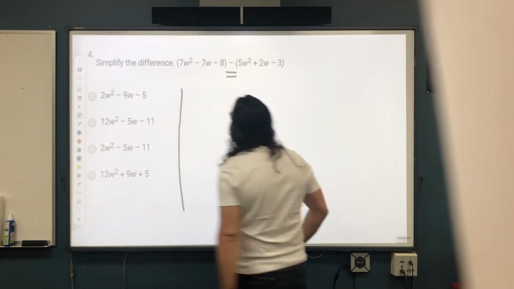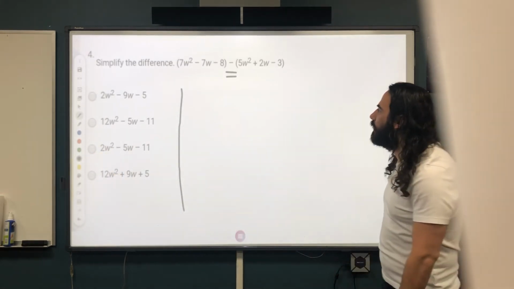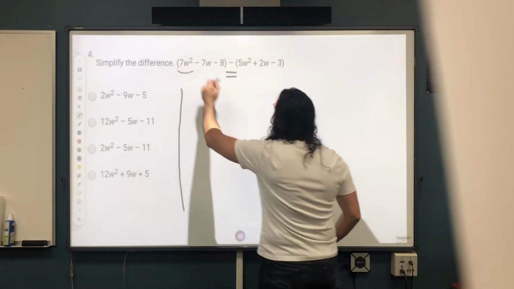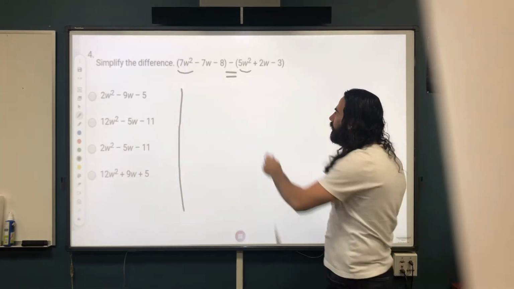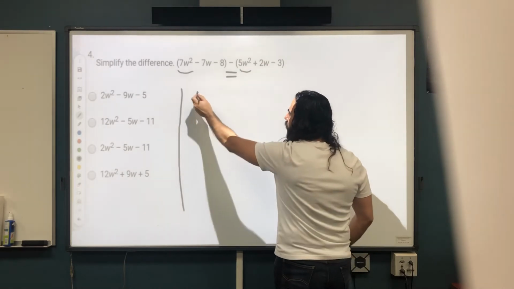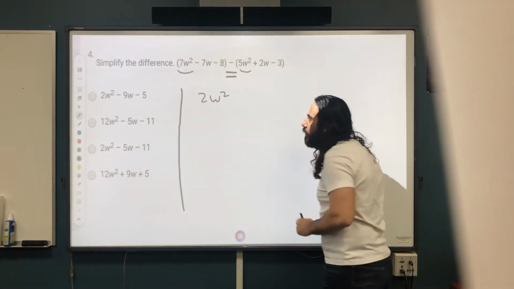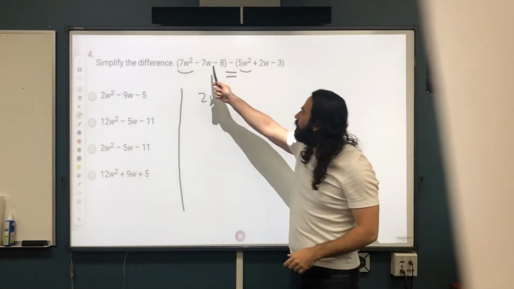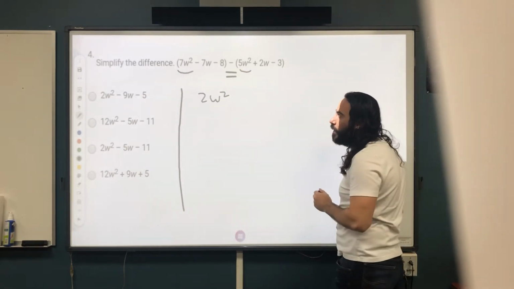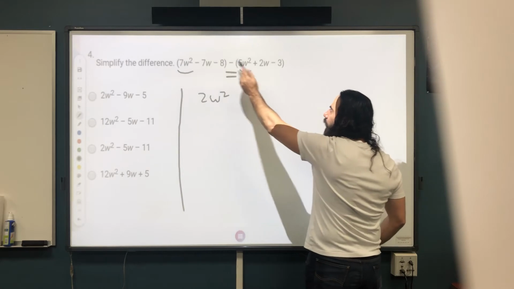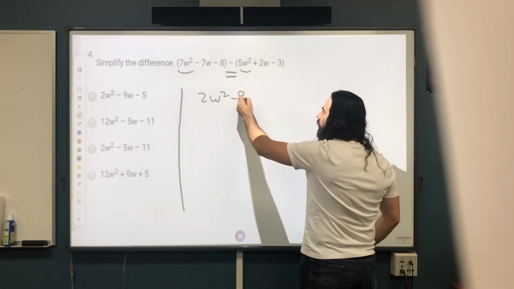Perfect. So we have the 7w squared, and we have the 5w squared. We need to combine like terms. We have negative, so it's going to be negative 5w squared. So it's going to be 2w squared. We have the negative 7w, and we have the 2w. But because we have negative, it's going to be negative 2w. So negative 7w minus 2w is going to be negative 9w.